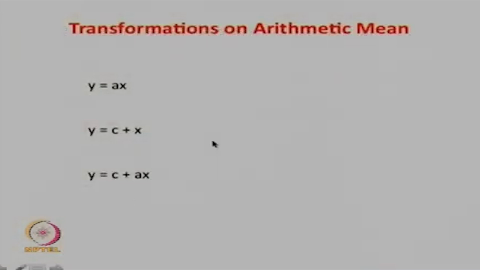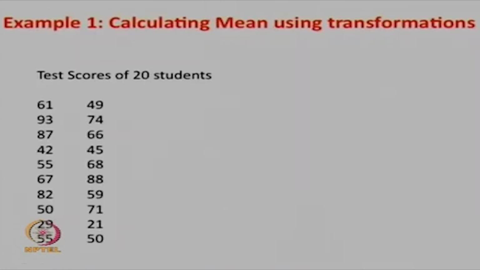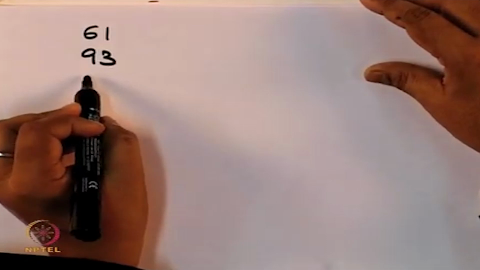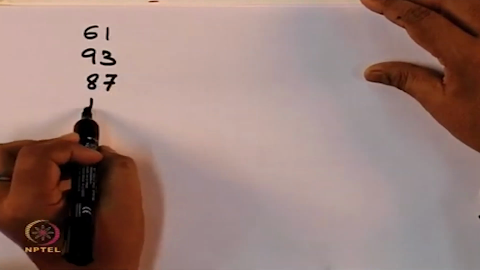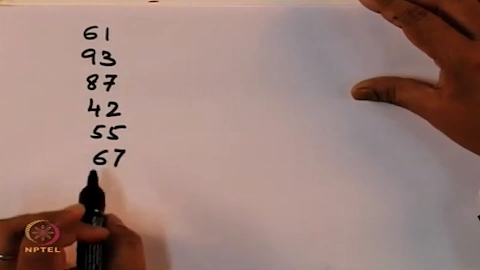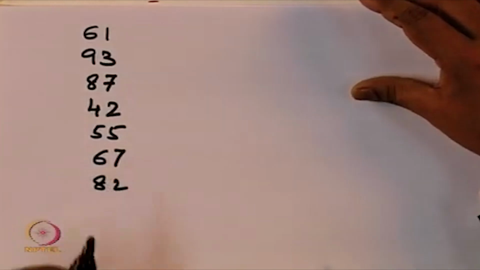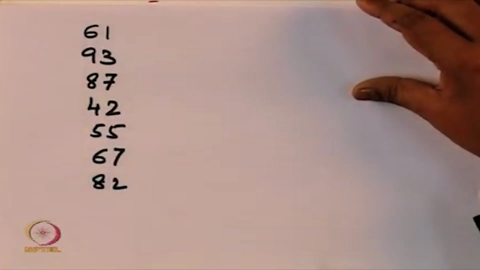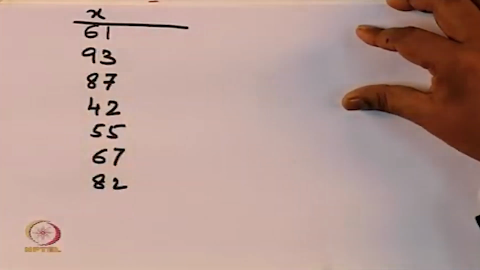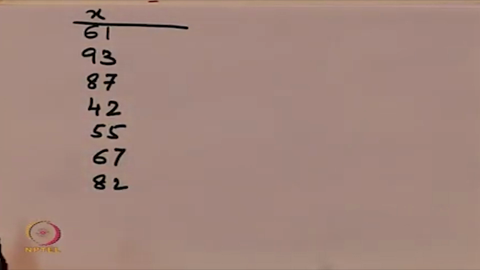So, let us apply this transformation to a sample example. So, imagine these are the test scores of the 20 students, right. So, if I write down like this: 61, 93, 87, 42, 55, 67, 82, so on and so forth. Okay. So, I will only take these following numbers. Now let us say this is my design variable x. So, I want to find out x bar.